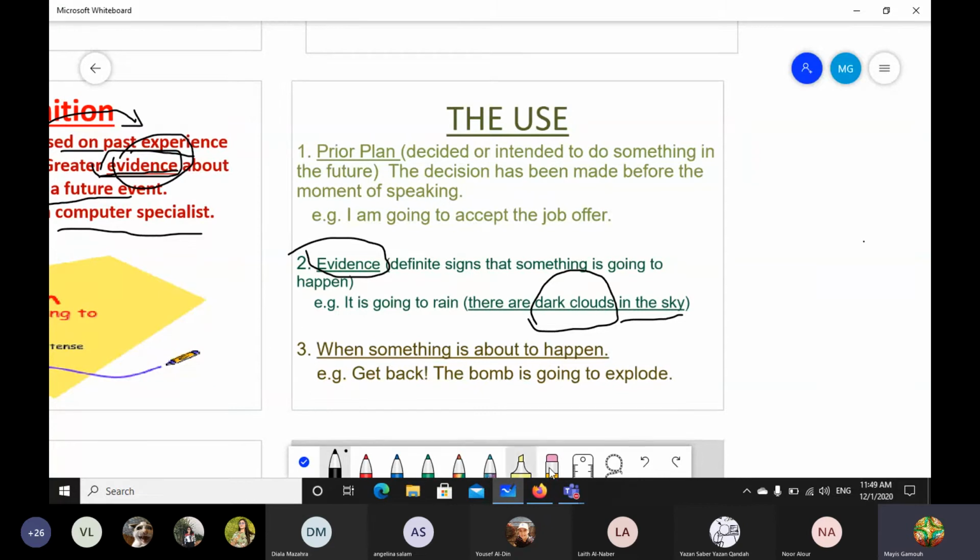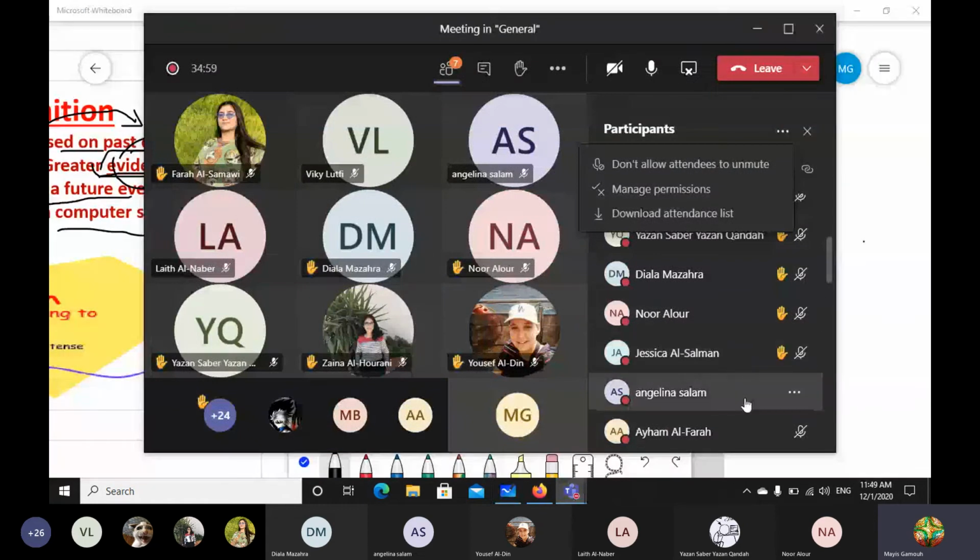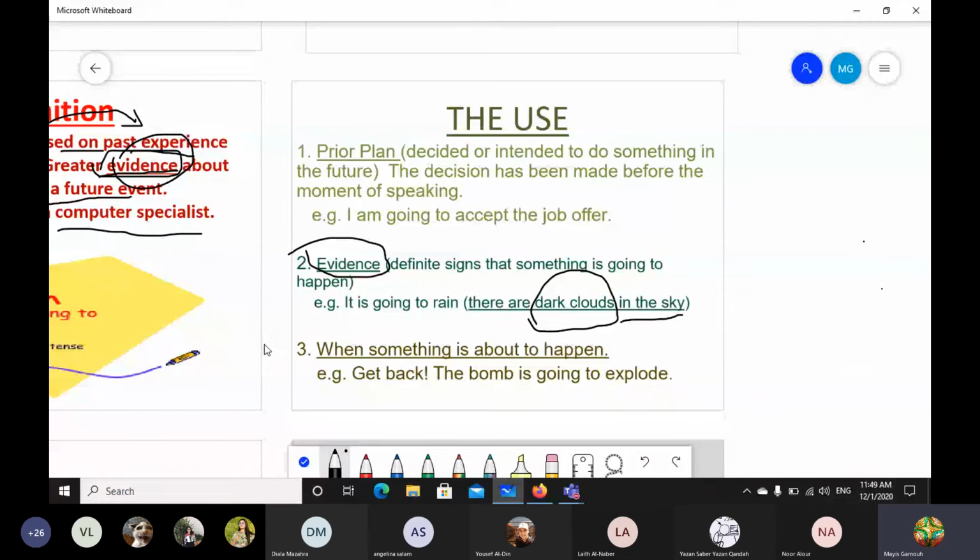Number 3, who would like to read it? Let me see. Use number 3. Jessica? Yes. Number 3: when something is about to happen. Get back, the bomb is going to explode. Thank you, dear. So here, look at the example in order to explain the use. When I say get back, I am seeing something in front of me. I saw a bomb. So when I say get back, I am warning you. Something is about to happen, because I have something in front of me, and I am predicting, based on the thing in front of me, that this event will happen. So when I say get back, I am warning you because something is about to happen: the bomb is going to explode.